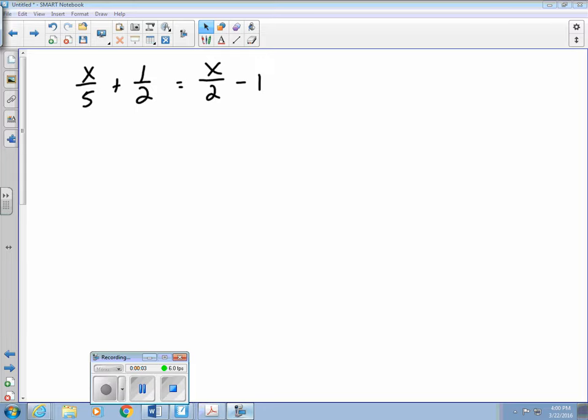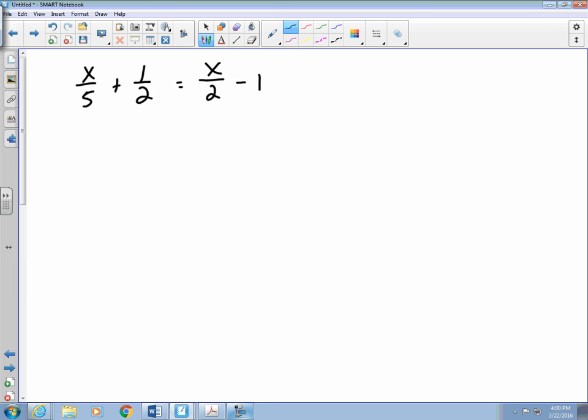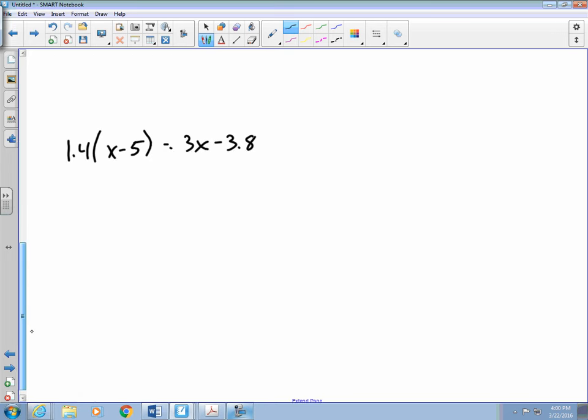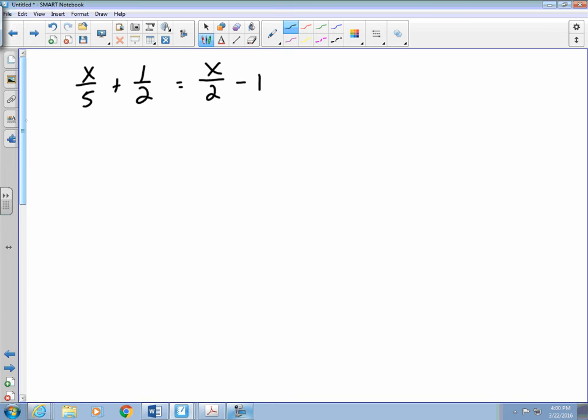Okay, the next part of Math 1270 is going to be talking about, still talking about equations, but a little bit more complex. You've got rational or fractions in your equation. How do we deal with that? And then we have decimals. How do we deal with that? And then we've got some geometry story problems. We're going to talk about those. And then some percentages.